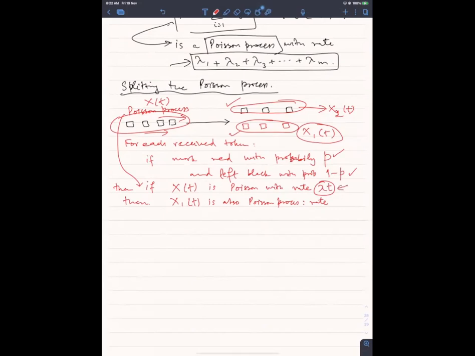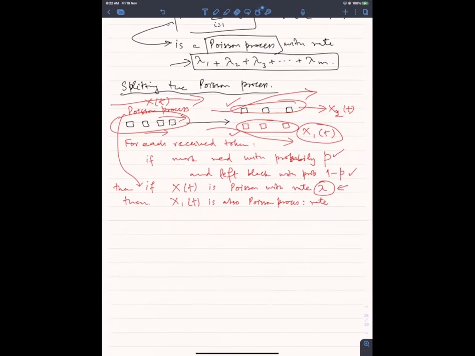Lambda t is the rate of this arrival process, and with probability p वो x1(t) बन जाता है, with probability 1 minus p वो x2(t) बन जाता है. So what would be the rate of x1(t)? x1(t) एक Poisson process होगा, उसका रेट क्या होना चाहिए? उसका रेट p होना चाहिए. Actually I shouldn't say कि rate lambda t, वो Poisson process है, उसका रेट lambda है. So what would be the rate of x1(t)?